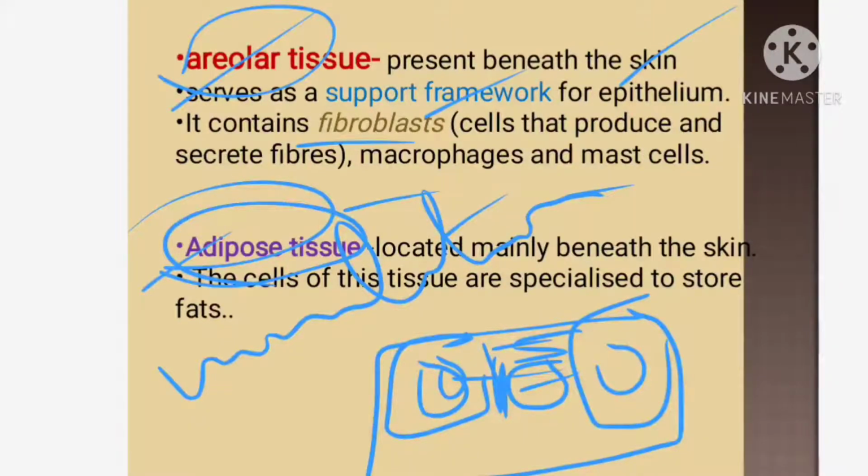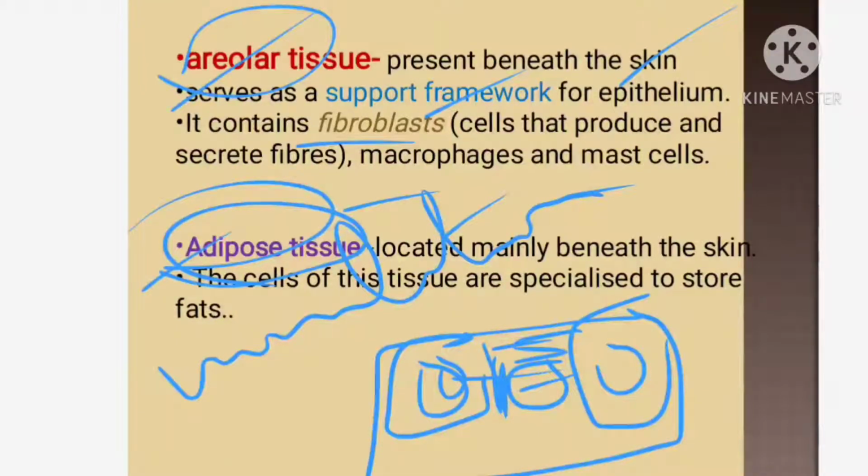So hope it's clear. Areolar tissue and adipose tissue act as packaging materials. They are present beneath the skin, and they contain different types of cells, which can be fibers, mast cells, or macrophages, as well as cells which are filled with fats. Okay. So these are regarding your areolar tissue, that is the loose connective tissue. So the first is over, loose connective tissue.